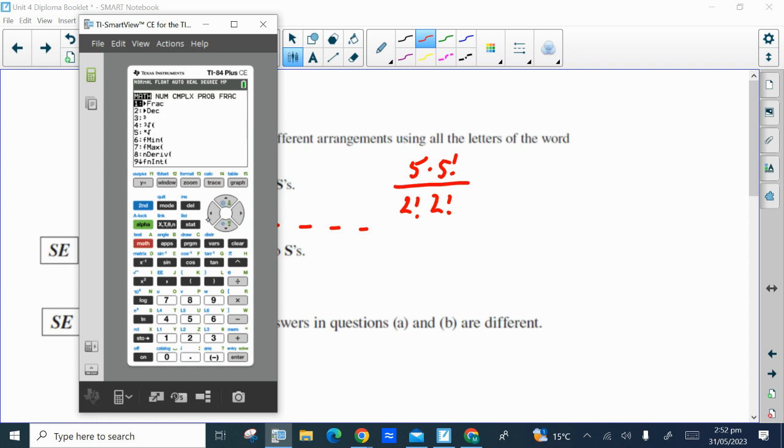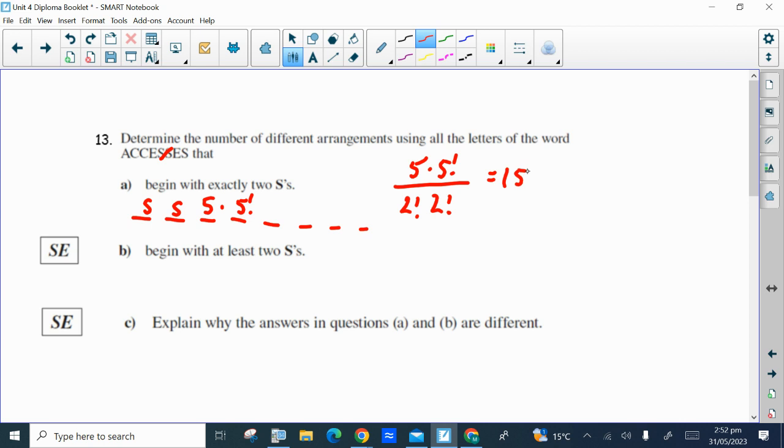So 5 factorial times 5 on top, divided by, and 2 factorial is just 2. So the bottom will be 2 times 2, which is 4. So there's your answer, 150.